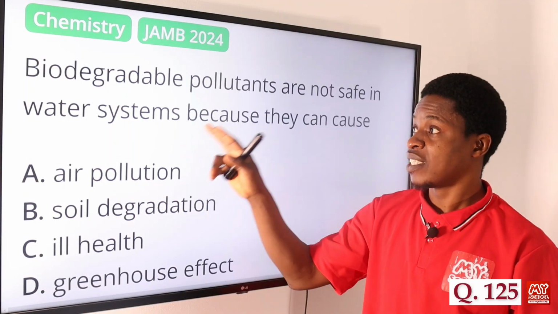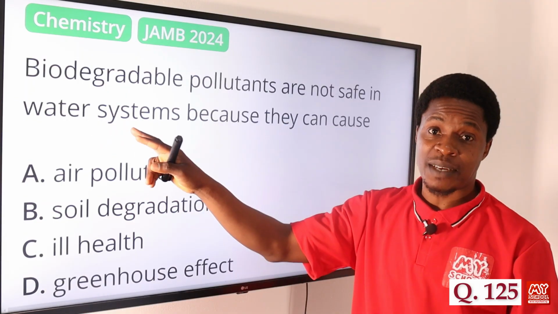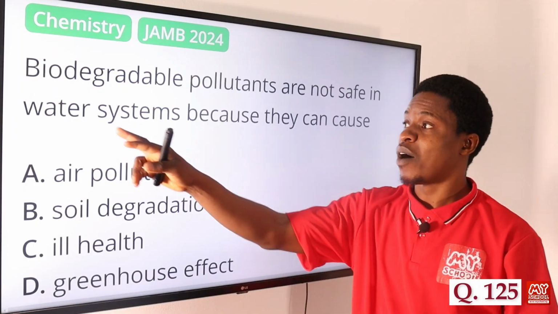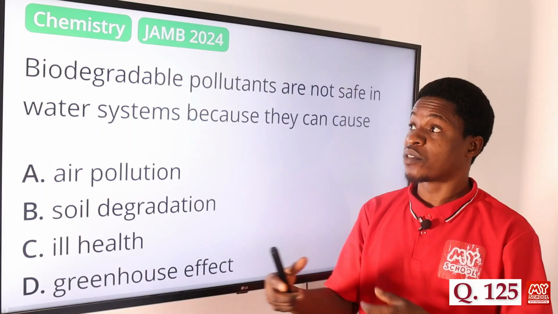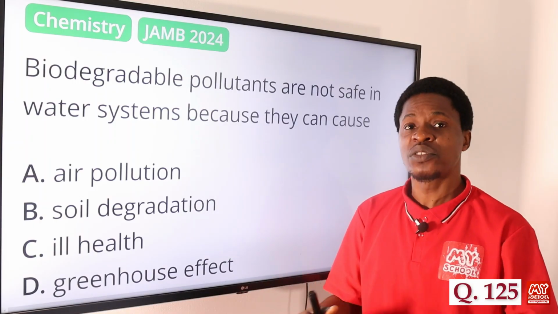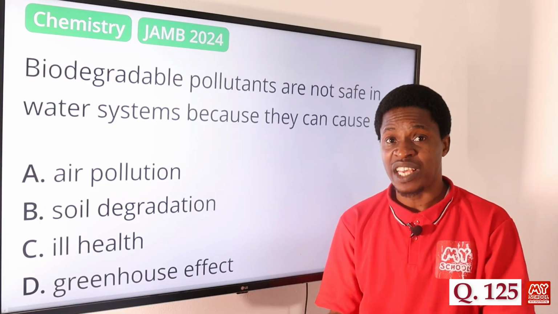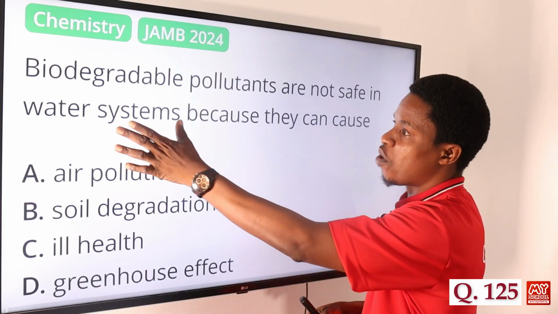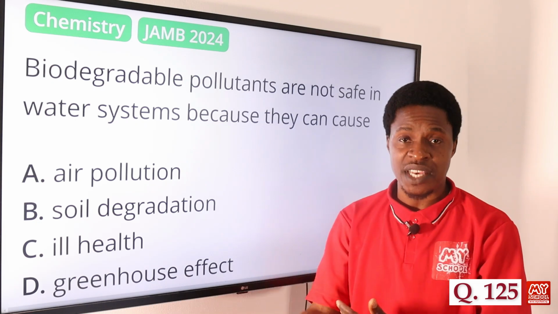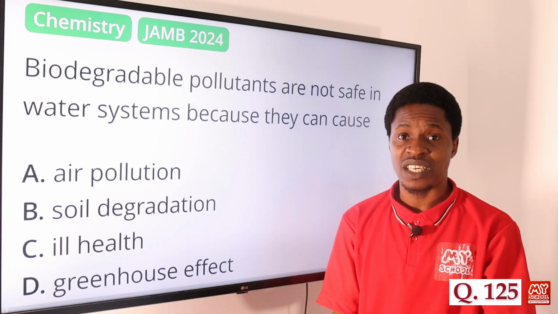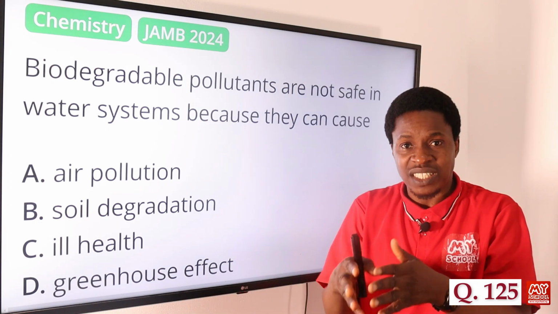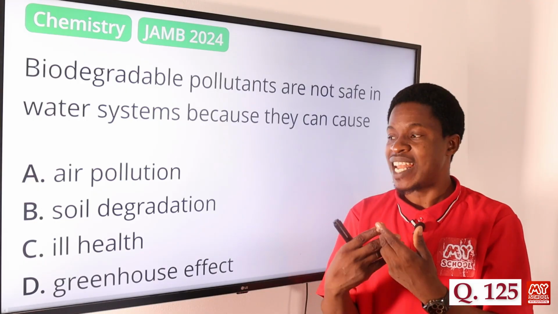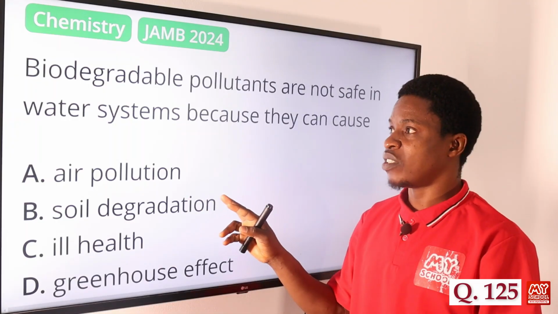Option A says air pollutants. Of course, air pollutants have nothing to do with the water system. So option A is not. Option B says soil degradation. We are talking about water pollutants here, something that is more. Yes, they will cause soil degradation, even though they have been broken down. But do not forget that there is one that is more. In water systems, organisms live in there, and some feed, respire, and excrete inside that water. They need oxygen, dissolved oxygen, to be able to respire and live. So soil degradation is not.